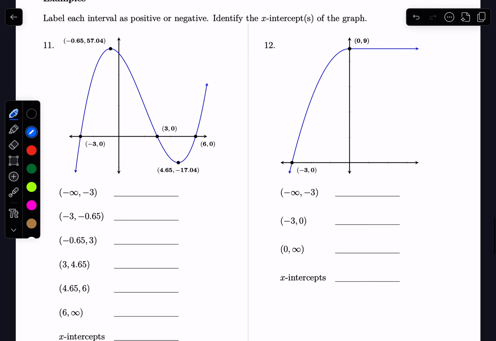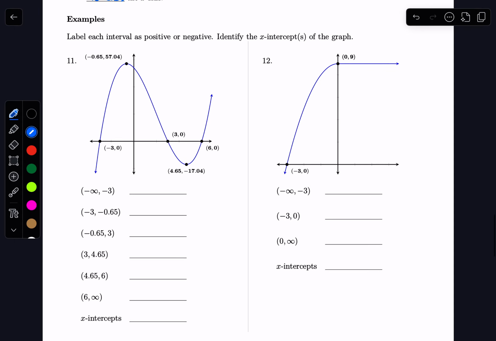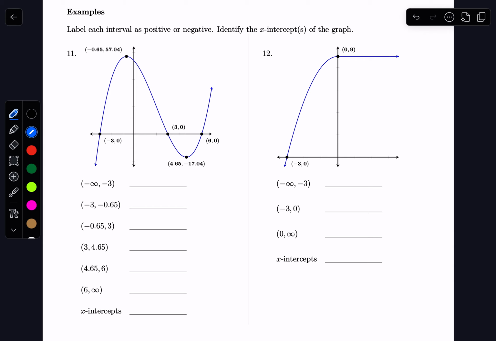So we have a bunch of intervals here. Let me zoom out just a bit. First interval is negative infinity to negative 3. If we're looking just right here, negative infinity to negative 3 is just this part of the graph. This part of the graph is below the x-axis, so we would say that this is a negative part of the graph. Then the next interval is negative 3 to negative 0.65. That's right here on the graph. This is above the x-axis, so we would say it's positive.